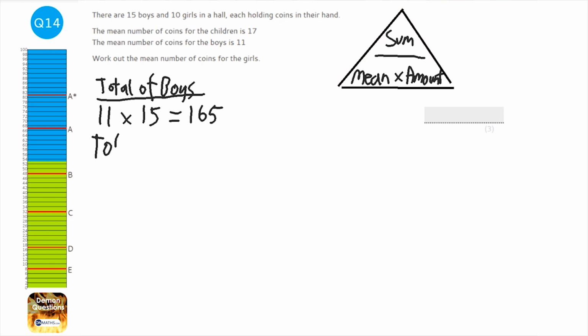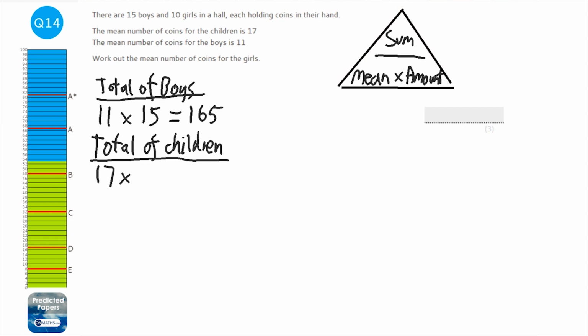Then we can work out the total of children. Same process. The mean of the children is 17. And the amount of children was 15 boys, 10 girls, so that's 25. And I can just do a grid.